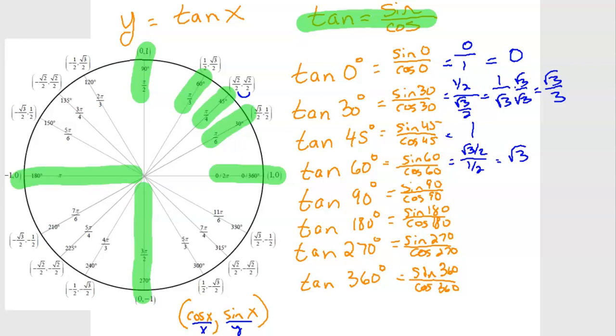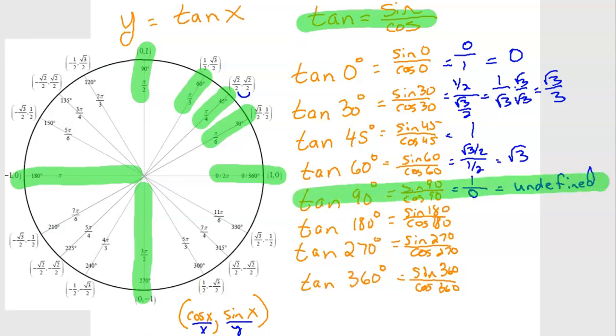Now, look at the tangent of 90. The tangent of 90 is the sine of 90 degrees, which is 1, divided by the cosine of 90 degrees, which is 0. You cannot have 0 on the bottom. This is very important to realize. I'm going to highlight that because it's undefined right there.